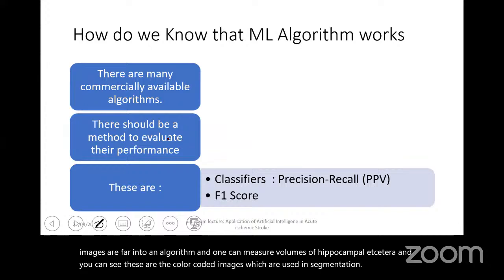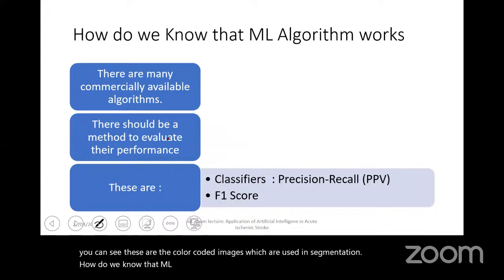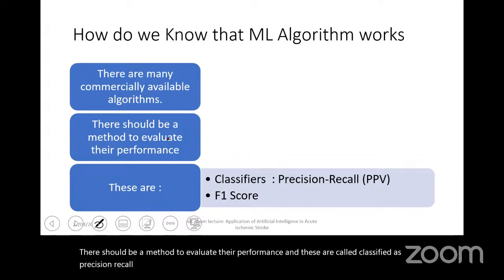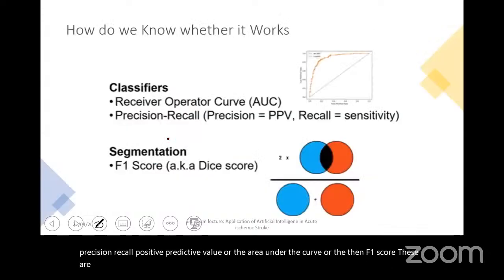How do we know that an ML algorithm works? There are many commercially available algorithms. There should be a method to evaluate their performance, and these are called classifiers: precision, recall, positive predictive value, the area under the curve, or the F1 score. These are things which engineers use.